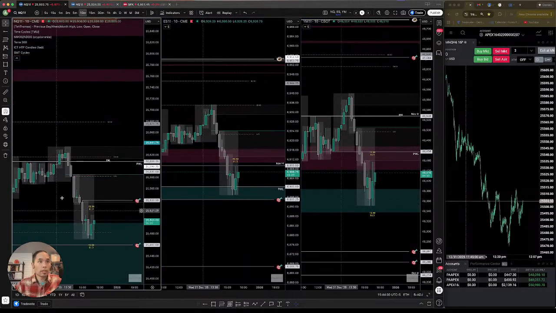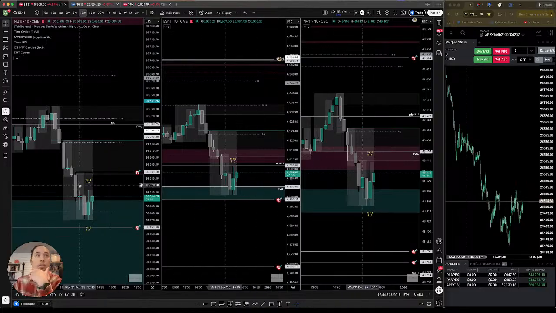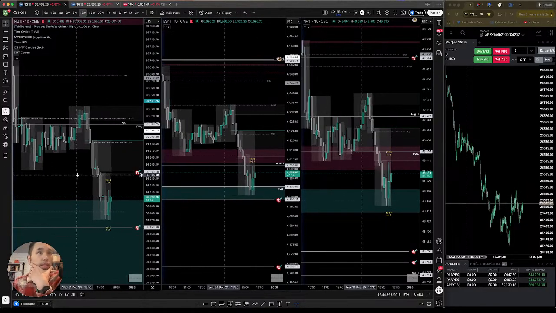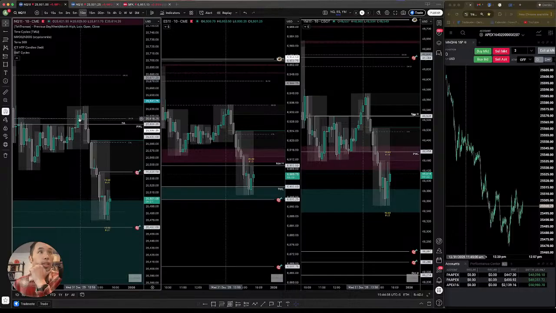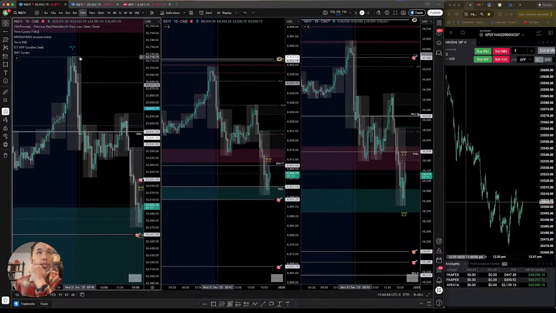Might hit my target. Okay, so let's see if the SMTs load and let's see what I can see. We got no SMTs here. Where was SMT? Right here. This is SMT on the 30 minute.